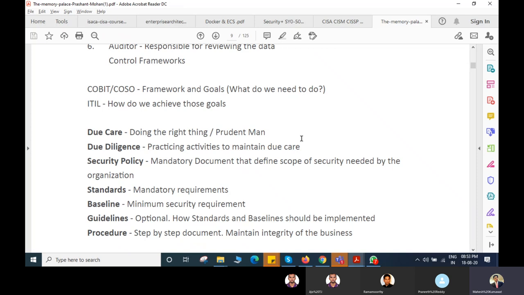Security policy is a mandatory document that defines the scope of security needed by the organization. You have seen that we talk about IT policies, HR policies, transport policies. As per the policies, these are the things we are going to do, and these are things we do not need to do. As per the IT policies, we need to retire the laptops or MacBooks after 3 years. You have some policies.